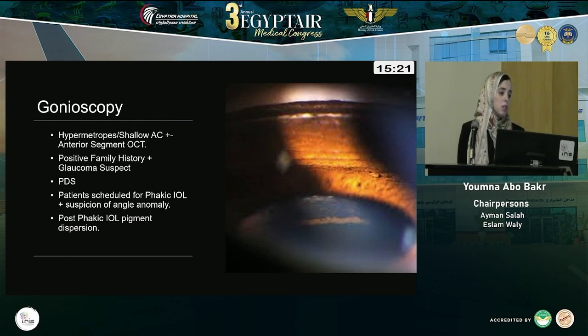The next thing is gonioscopy. Gonioscopy is not done as a routine, but it's done in some cases, like in cases of hypermetropia with shallow AC, especially if the patient is going to have a phakic IOL. It can be combined with anterior segment OCT in a patient with a positive family history or a glaucoma suspect. It is also used when pigment dispersion syndrome is suspected, like in this picture here, and in patients scheduled for phakic IOL with a suspicion of angle anomaly, like previous trauma with angle recession, peripheral anterior synechiae, and in post-phakic IOL pigment dispersion.